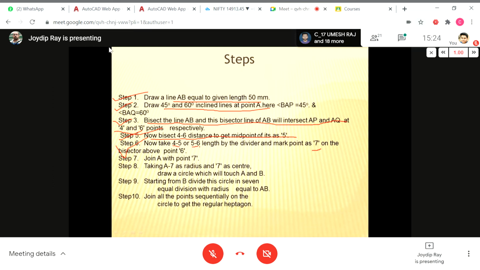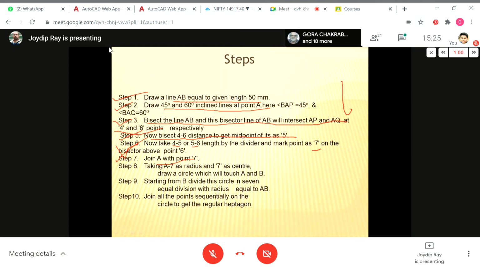You have to place your compass at point number 6. This thing we know. Then join A with point number 7, or you may also not join. You just place your compass at point number 7 and take the measurement 7 to A, and draw only one circle. After drawing that circle, you take the measurement AB, and from point B you cut the circle itself. You will get one whole regular heptagon. So these are the steps.